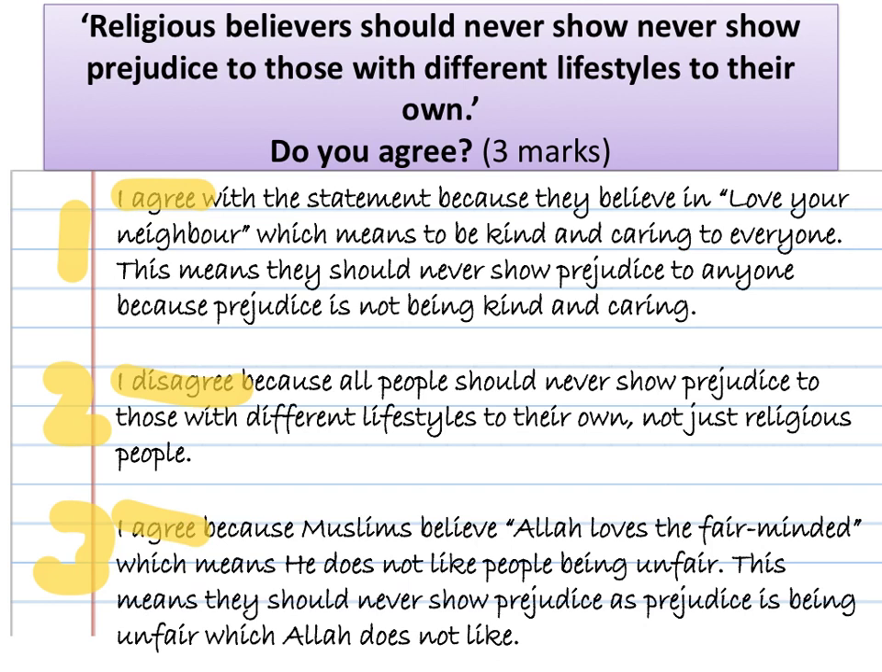Finally, each one of the points is very clearly backed up and explained. Each one links back to whether we should show any kind of prejudice or whether we should show prejudice towards people with lifestyles different to our own. We're linking back to the question and making sure that we're answering the question. Hopefully you've done this in your answer and you've got 3 out of 3.